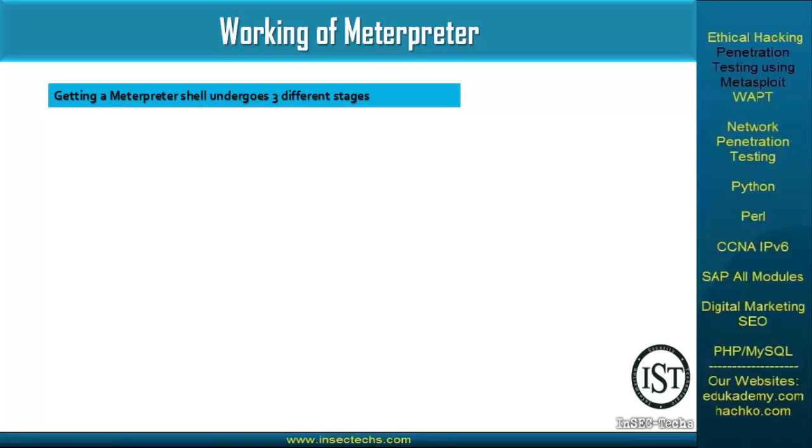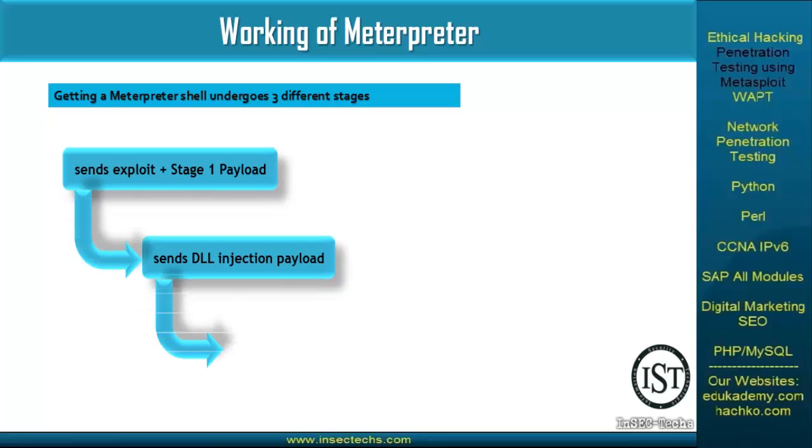In the last video, we covered the basic introduction to the meterpreter, and in this video, we are going to cover how the meterpreter shell goes through three different stages. There are a few steps involved in connection establishment between the attacker machine and the victim machine. So these are the three stages.